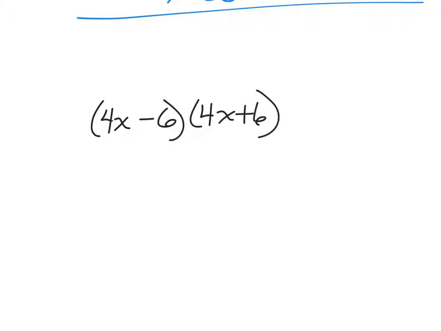Chrissy, can you give me a number, please? 4x. Aiden, give me a number. 6. Minus 6 times 4x plus 6. So since those are conjugates, if we want to employ our shortcut, we could just go 4x times 4x. First times first is 16x squared. Second times second would be negative 6 times 6, negative 36.